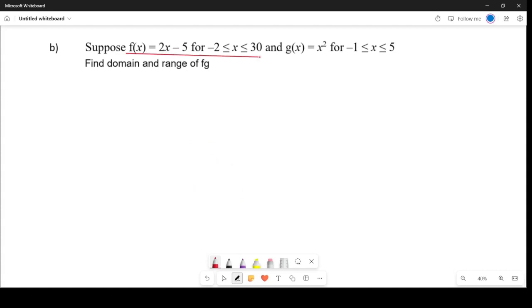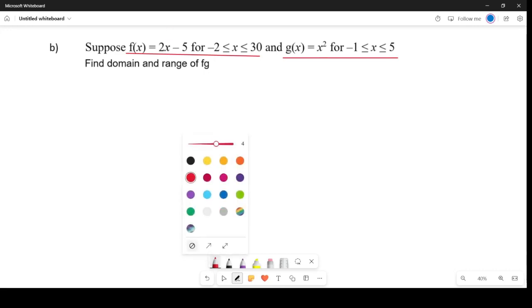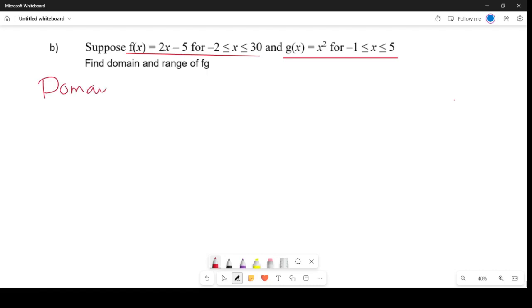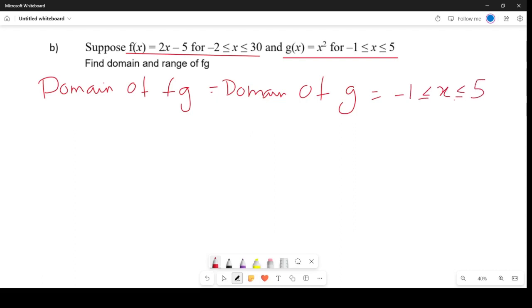Suppose f(x) is this and g(x) is this. Find the domain and range of fg. So what's going to be the domain of fg? Yes, same as the domain of g. So the domain of fg is equal to the domain of g, which is -1 till 5. Now these are all the values between -1 to 5.